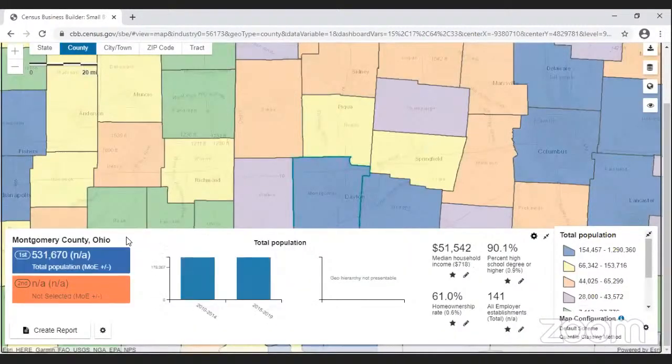And what you got down here is your dashboard. You'll have some data on your dashboard. For instance, it has population. Whatever variable you choose, it'll be shown here. And you have a graph of total population. And then you have some statistics here.